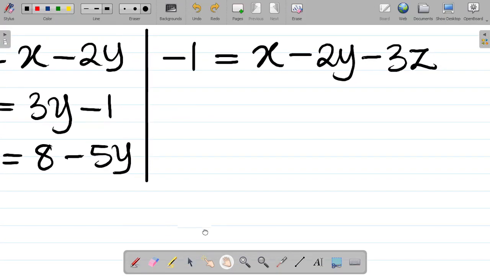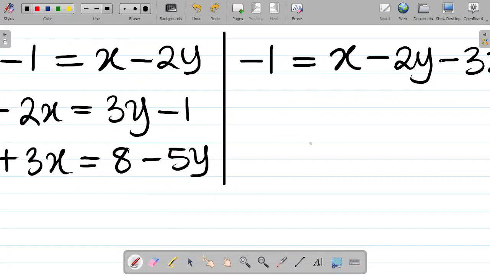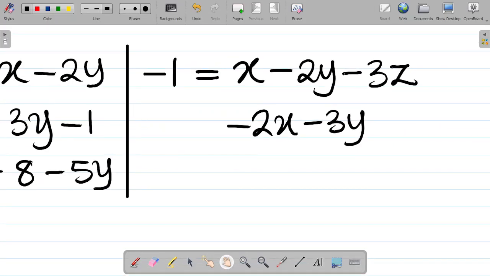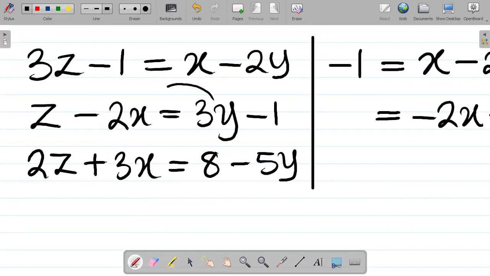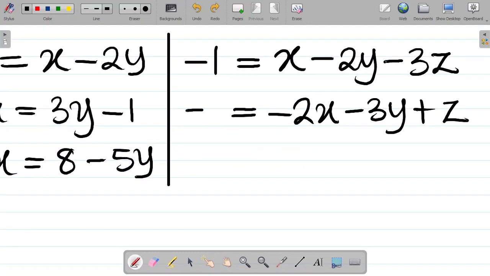So I have minus 2x first, and then you have minus 3y, and then you have plus z. It's equal to, now what am I equating this to? Of course, if I move 3y over here, it becomes minus 3y, and in order of arrangement, I took the minus 2x first, minus 3y, and then plus z. Now what will be left there is equal to minus 1 again. So I'll write minus 1 here.